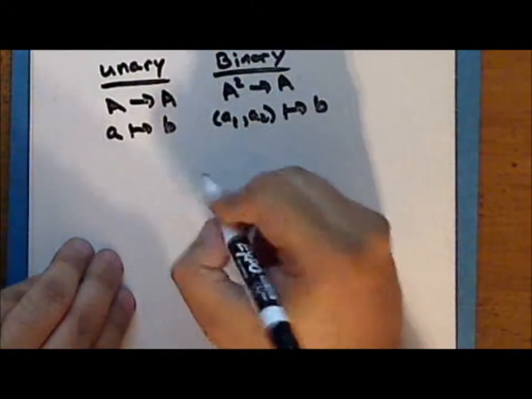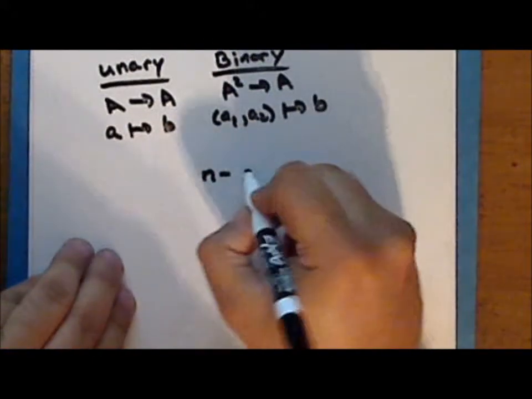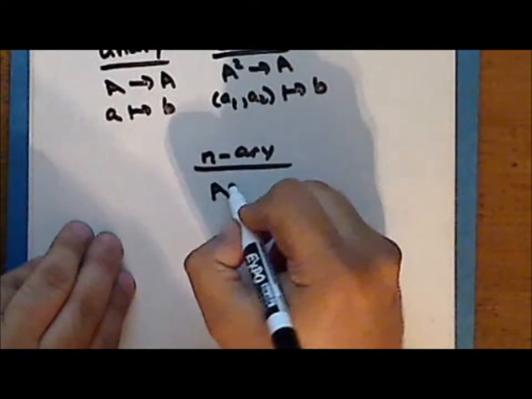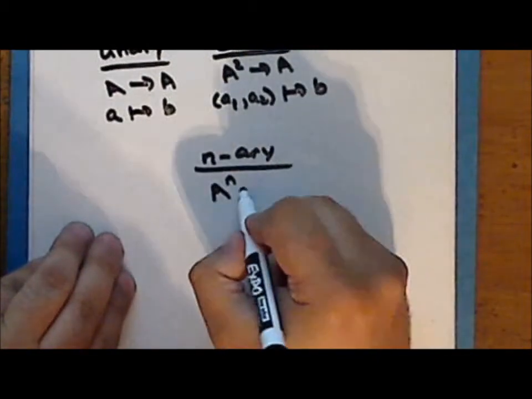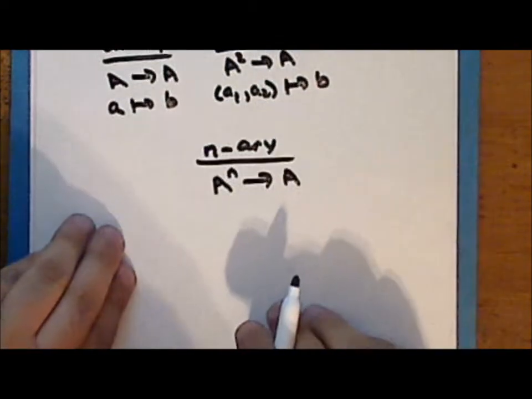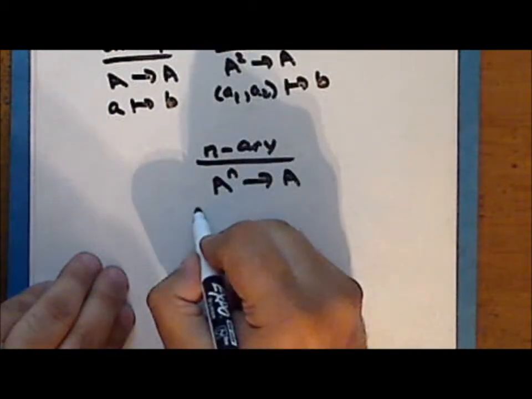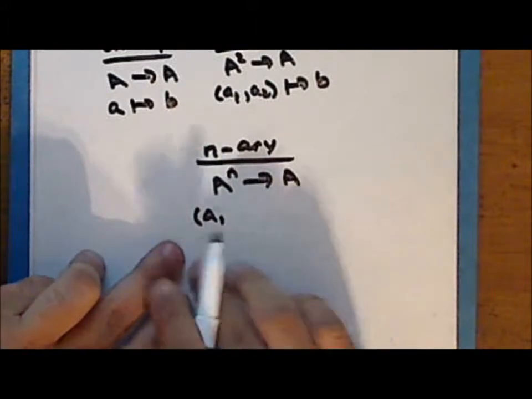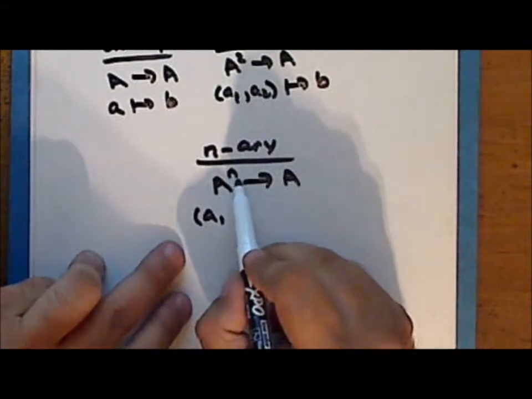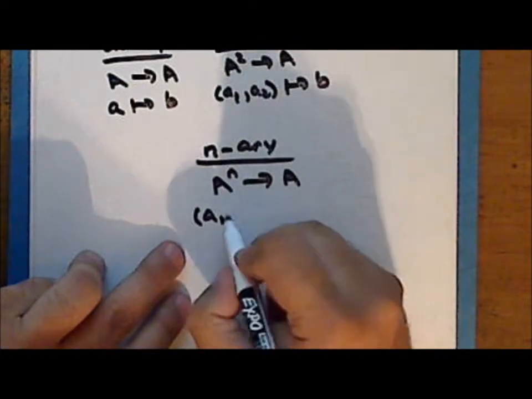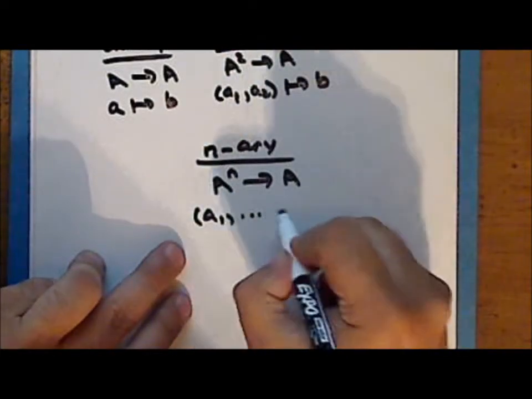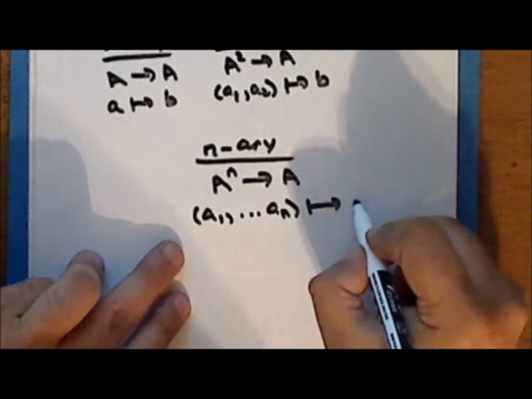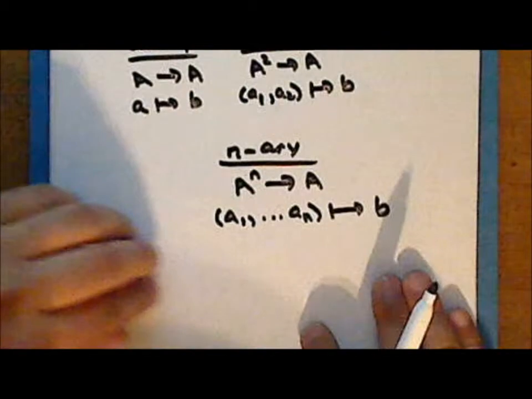Now, in general, we have operations called n-ary operations, and in this case we are mapping A superscript n into the set A. In terms of the elements, we have an ordered n-tuple, that is an ordered set of n elements from the set A, so a sub 1 through a sub n, and this object is mapped into a single element in the set A.